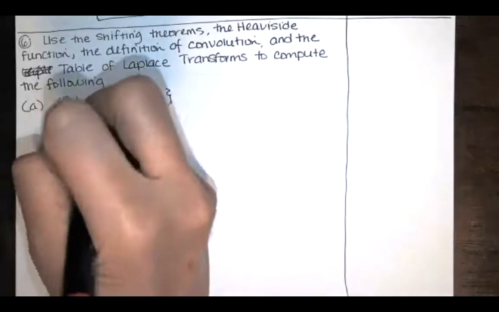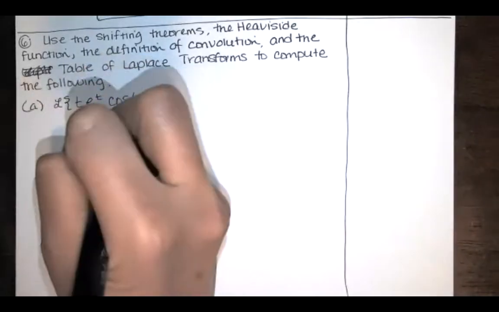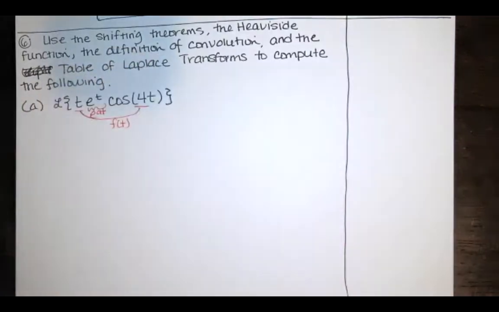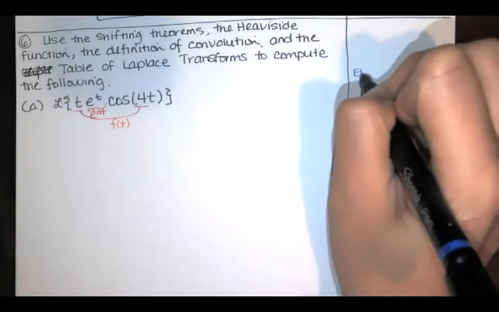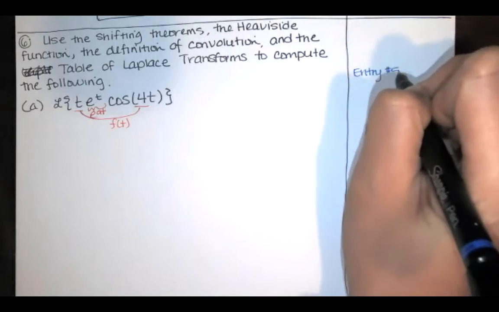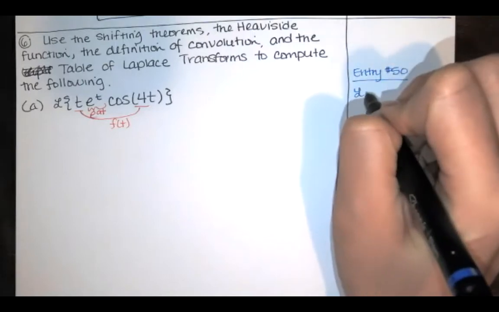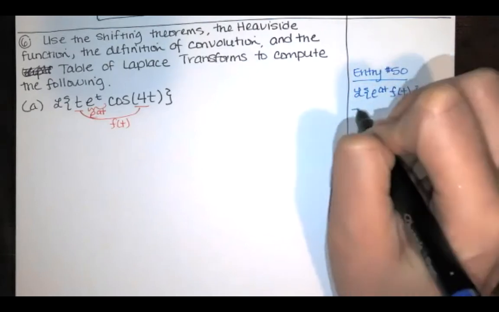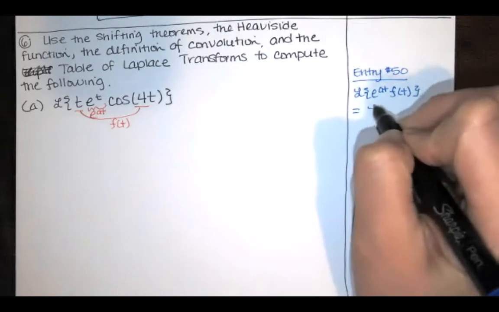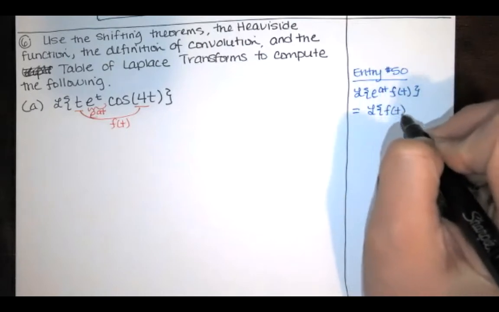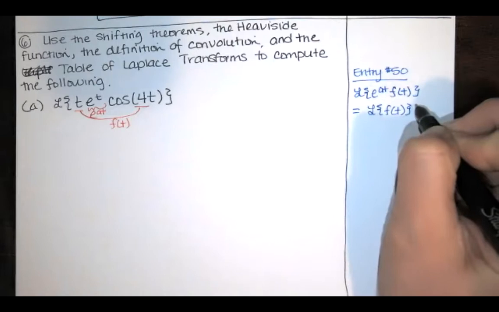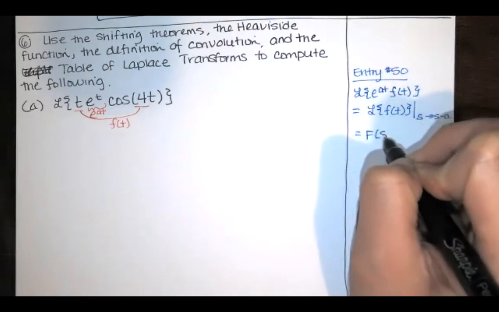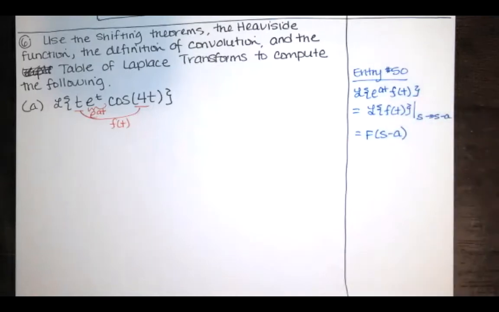So let's think of this as f of t times e to the at. According to entry number 50 in our table, the Laplace transform of e to the at times f of t is F of s minus a. So the way I tend to think of it is I take the Laplace transform of f, that's going to give me F of s, and then I replace the s with s minus a. And it's typically notated that way.